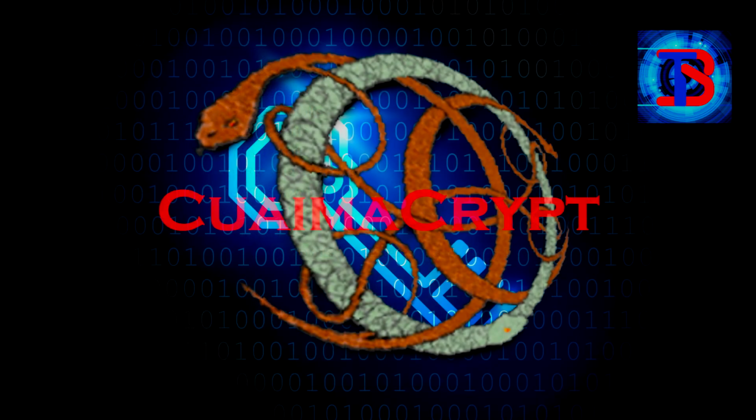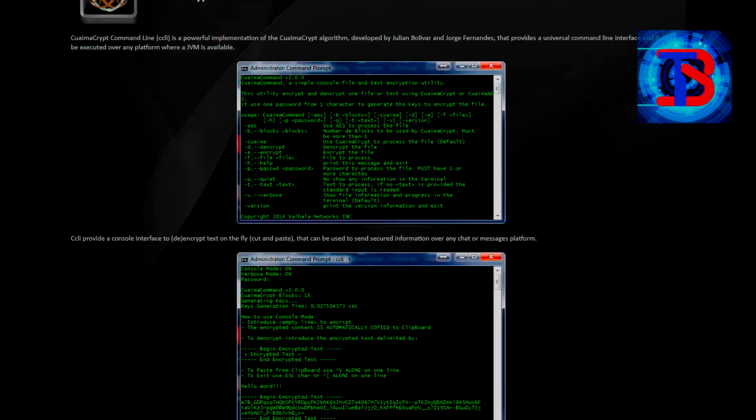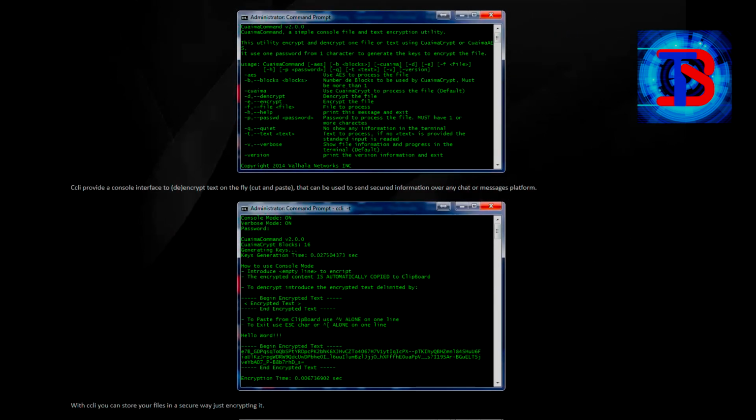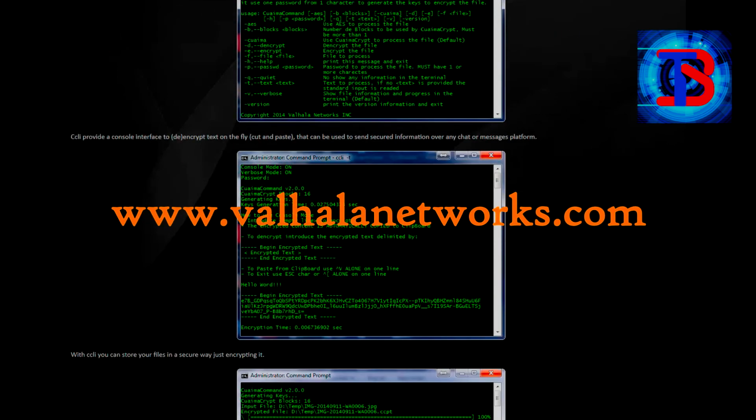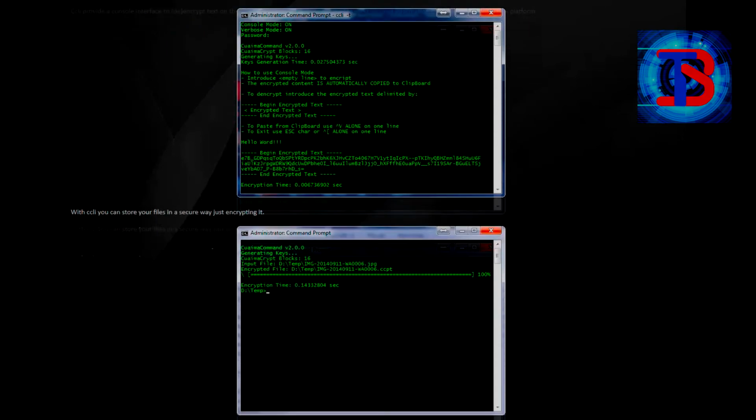CuaimaCrypt is a mature algorithm with 9 years in the market without any reported or known security failures in valhalanetworks implementations. If you want to try a powerful implementation of the CuaimaCrypt algorithm for all platforms, please visit CuaimaCrypt command line, or CCLI, at the valhalanetworks website.